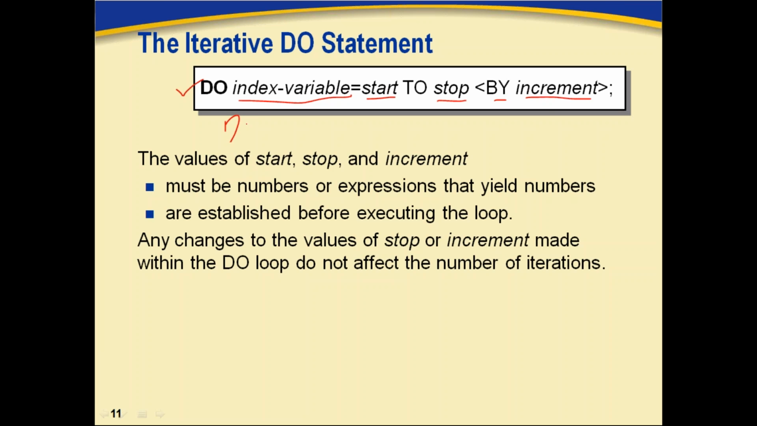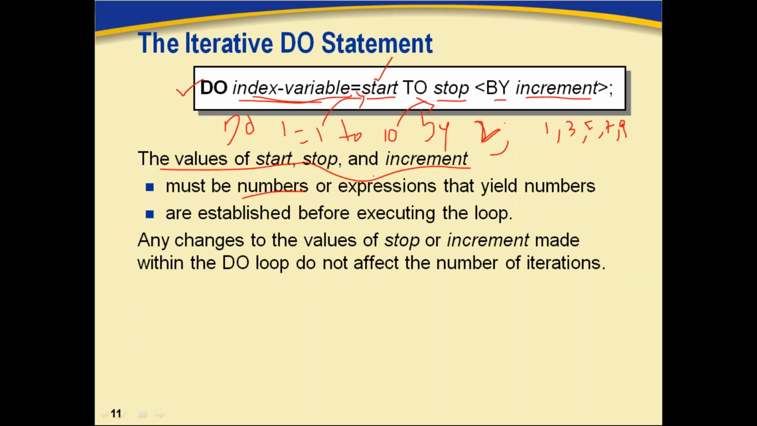If you say do I equals 1 to 10 by 2, it means the index variable will start with 1 and go till 10. The start value is 1, the stop value is 10, and every time I want to increment by 2. So what will I have in I? 1, 3, 5, 7, 9. For these 5 values, whatever SAS statements you have inside the do statement will execute. The values of start, stop and increment must be numbers.